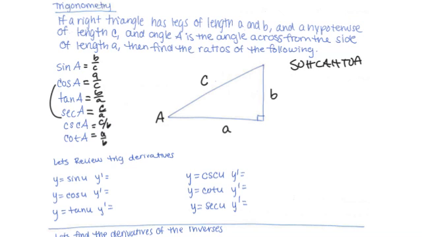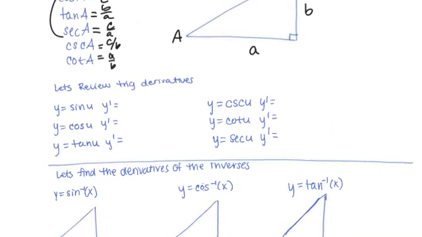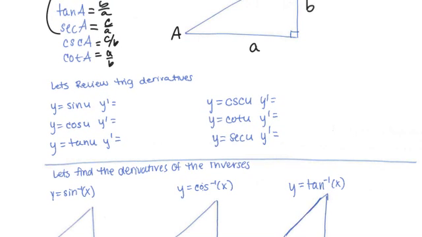All right. So here we go. Let's review the derivatives of our regular sine functions. So the derivative of sine is cosine, and since it's derivative of u, we take the derivative of the outside, keep the inside, times the derivative of the inside.